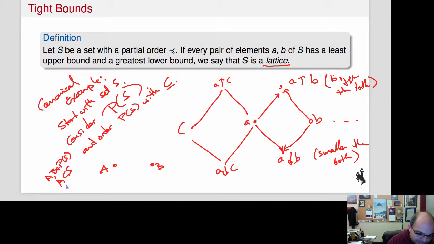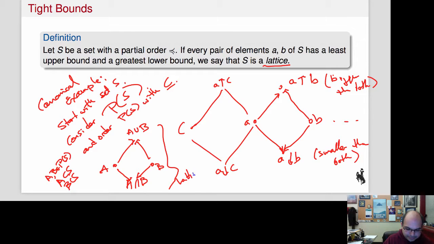Alternatively, A is a subset of S, B is a subset of S. Then I can always find something that's, quote, larger than it by taking the union. So the union is bigger than both. And I can find something that's, quote, smaller than it by taking the intersection. So here we have a lattice. This is kind of the classic example of a lattice.